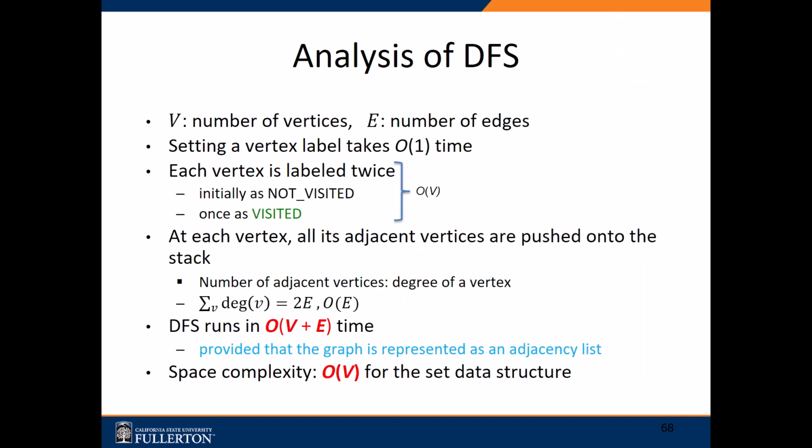Next, let's look at the complexity of the running time of depth-first search. Here, V represents the total number of vertices and E the total number of edges in the graph. So these numbers are a measure of the size of the graph. And let's also assume that changing the label of a vertex from visited to non-visited takes a constant amount of time, that is O of 1. Notice that each vertex is labeled twice. Initially, all vertices are marked as not visited, and then over the course of the algorithm, the vertices become visited one by one. So the total cost of this step is O of V.